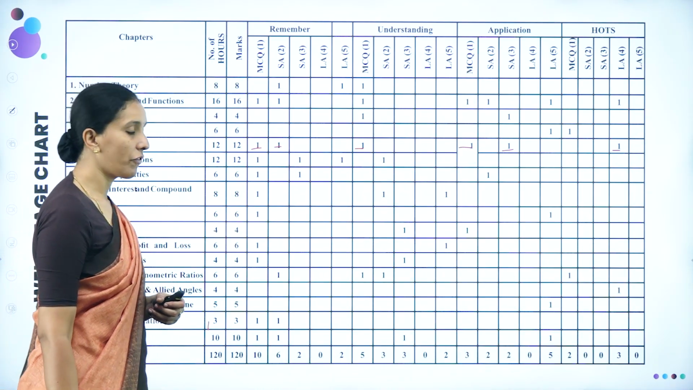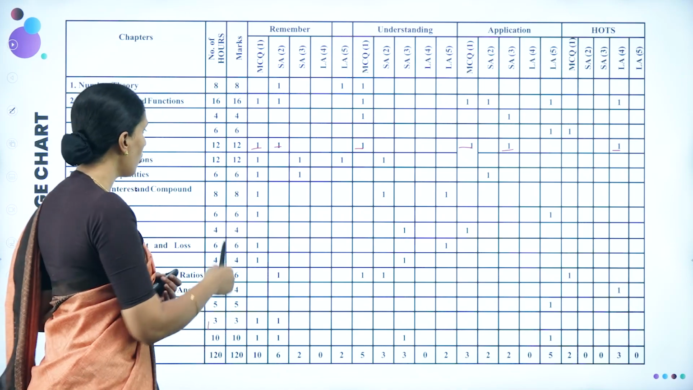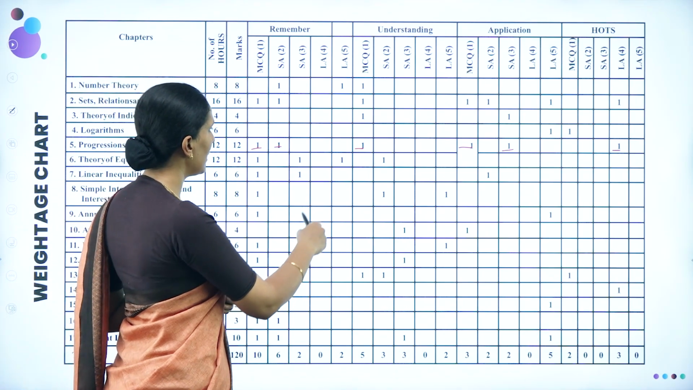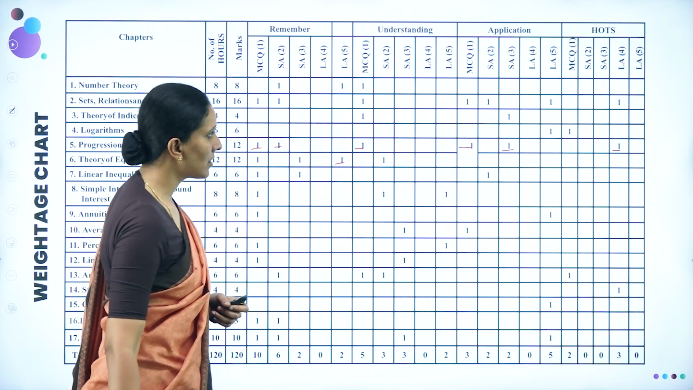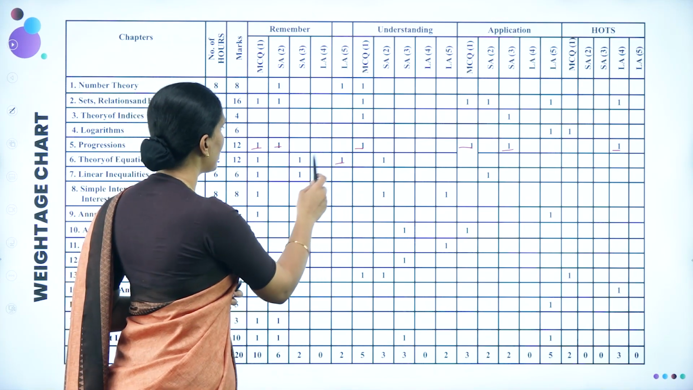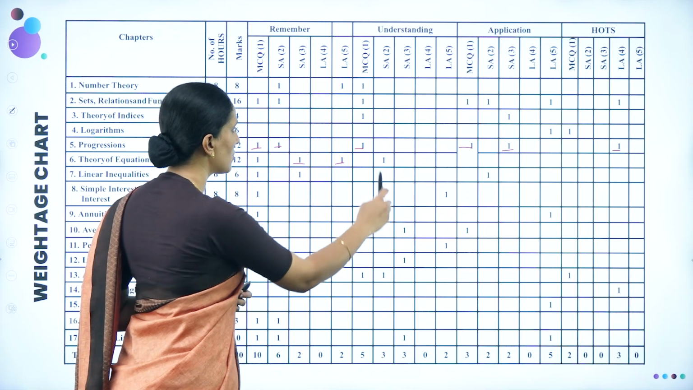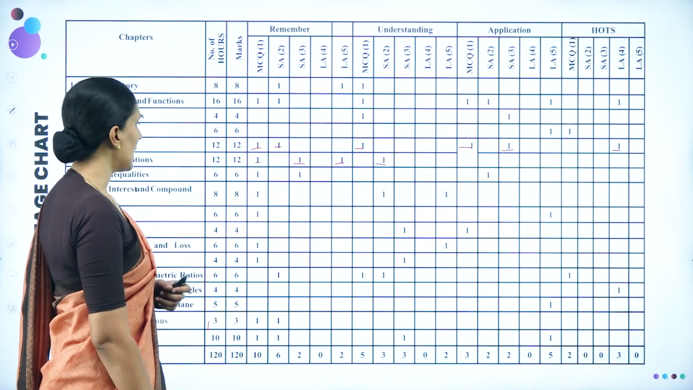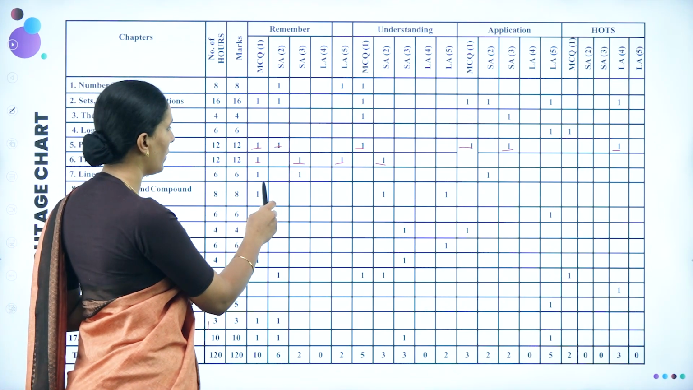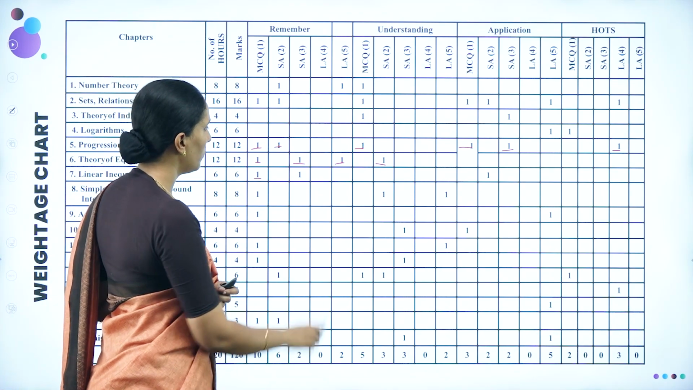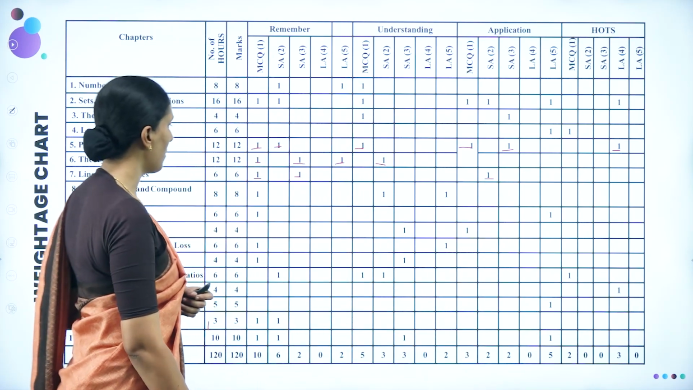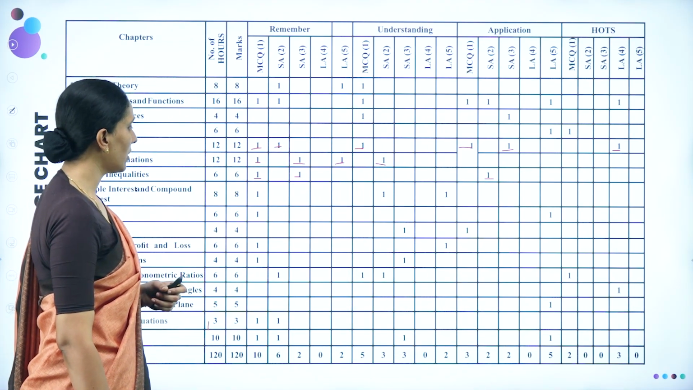Next, theory of equations. Again it's a 12 marks chapter. You can clearly see here you have 1 long answer question for 5 marks. Next, 1 short answer for 3 marks, 1 short answer for 2 marks and 1 MCQ. Next, linear inequalities. So you have here 1 MCQ, 1 short answer for 3 marks and 1 more short answer for 3 marks.